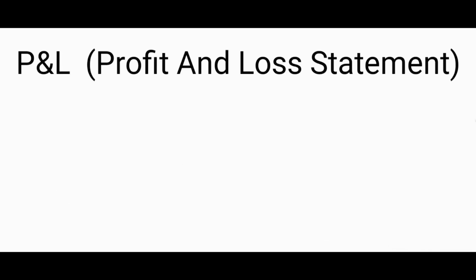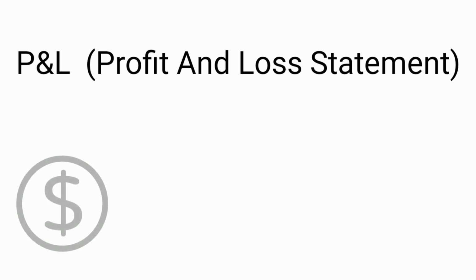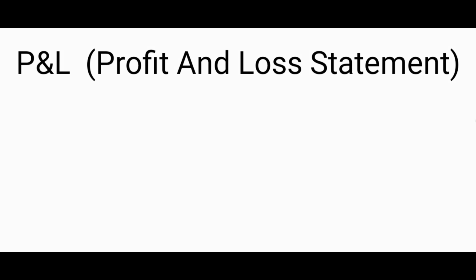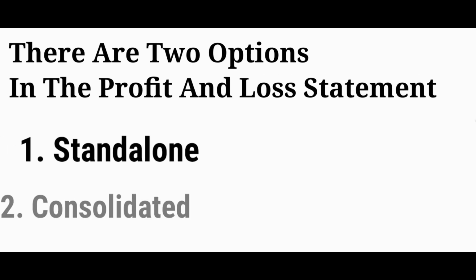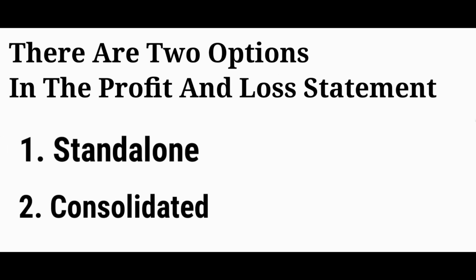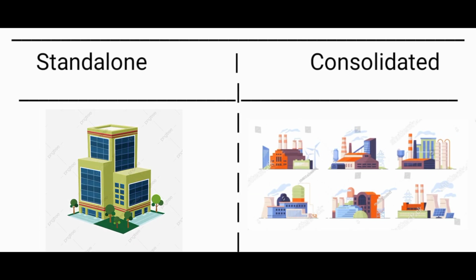Profit and loss statement is the chart which shows us the profits of the company, how much tax it has paid, its liabilities and everything related to money. There are two options in the profit and loss statement of a company. One is standalone, which gives us the profit and sales made by the headquarters, and the other is consolidated, which gives us the full report about all its branches including headquarters.